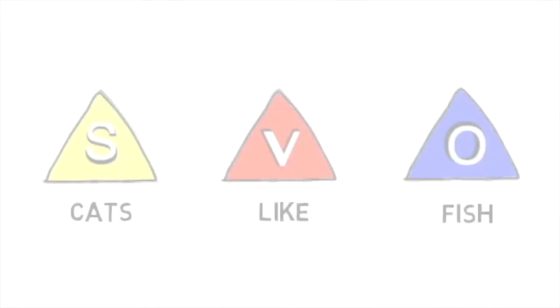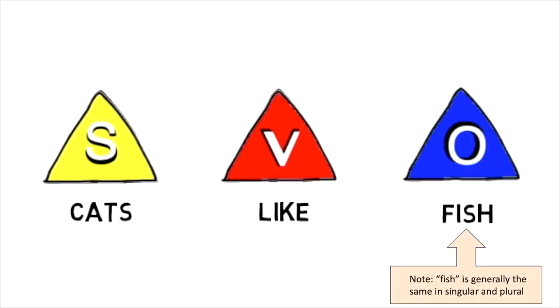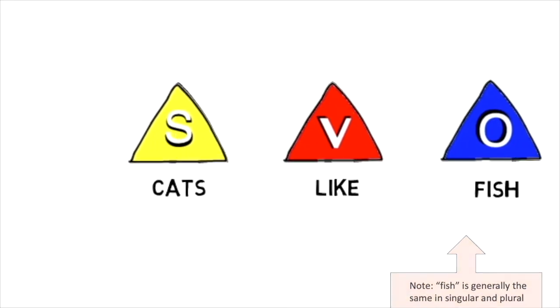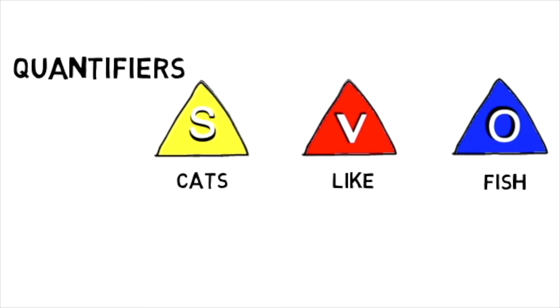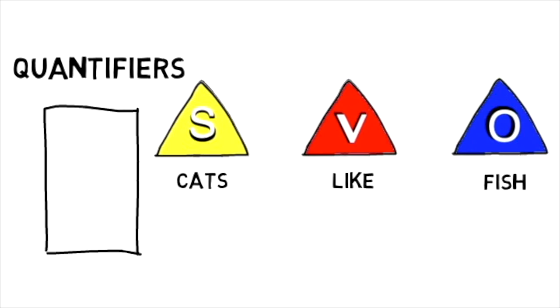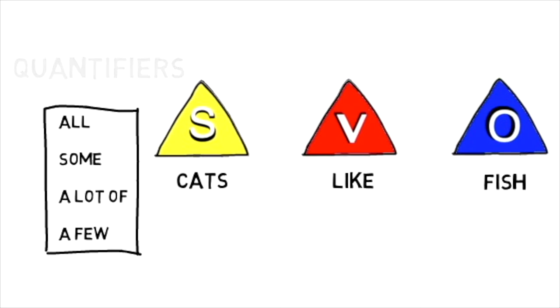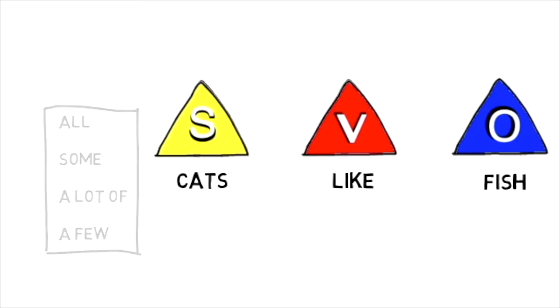Let's take a simple sentence like, cats like fish. We've seen how we can use a determiner with a noun. We can say, the cats, for example. Well, we can also use quantifiers like all, or some, or a lot of, or a few. They're not the same as numbers, which tell us exactly how many, but they give us an idea of quantity.